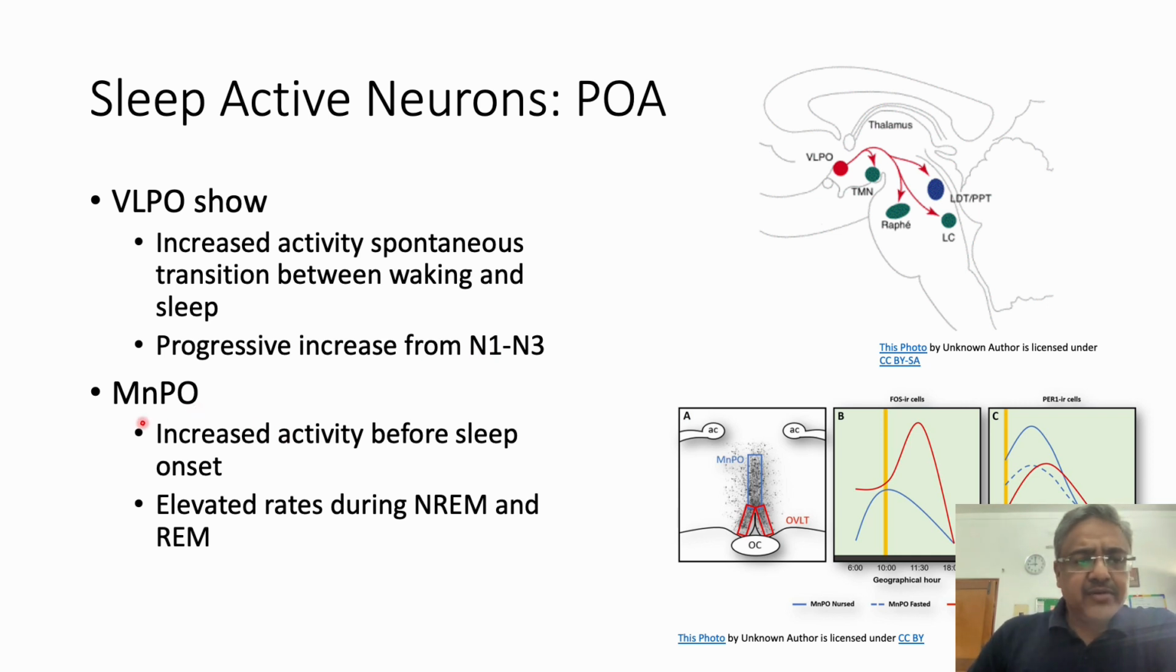Then when we talk about the median preoptic area, as we have already discussed, their activity starts increasing just before the onset of sleep, and the activity of these neurons is increased during non-REM, and further there is a small but significant increase during REM as well.